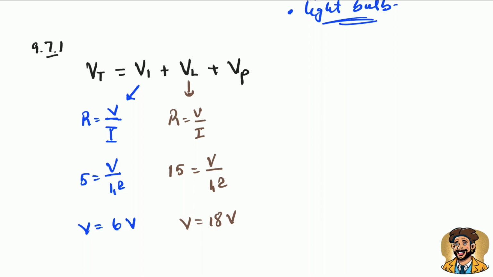So what I'm going to do is resubstitute the correct one. The current is not 1,2, it's rather 0,58. And then therefore the potential difference here is 2,9. This is equal to 2,9.